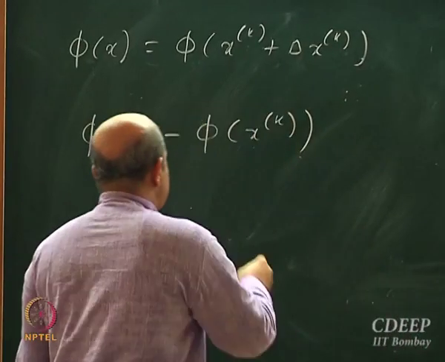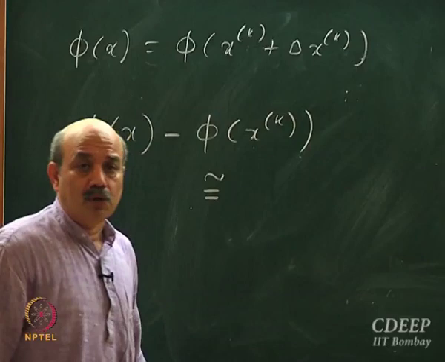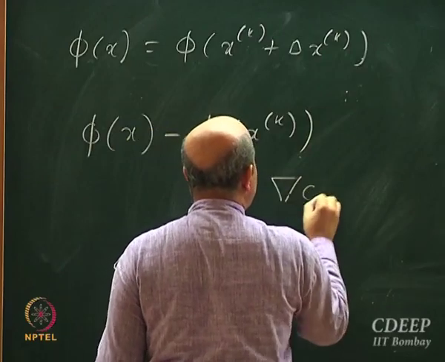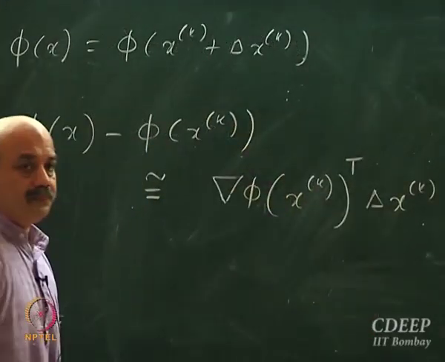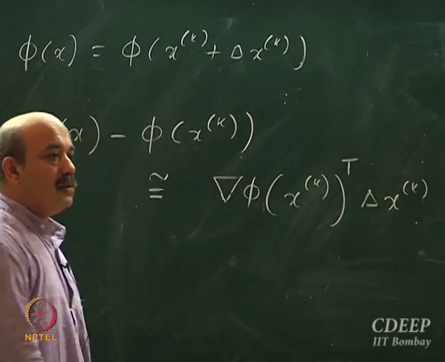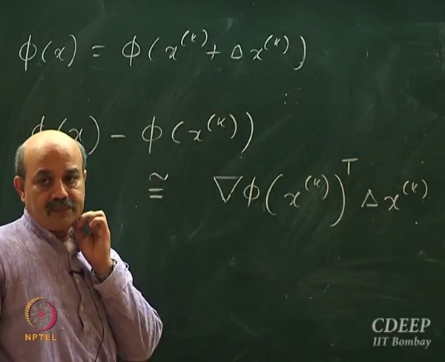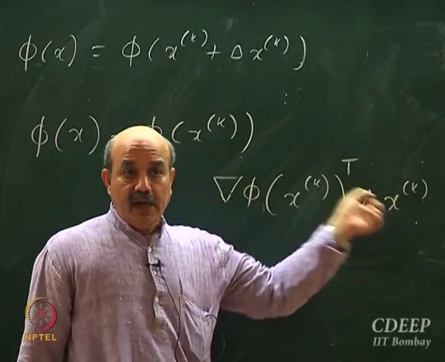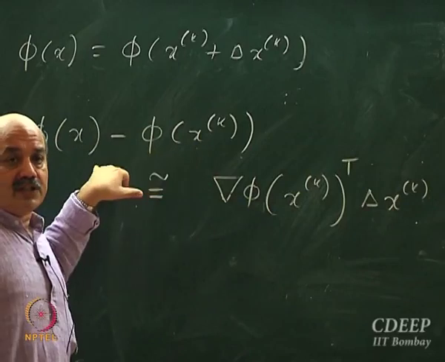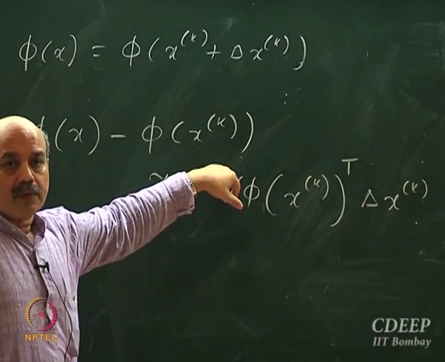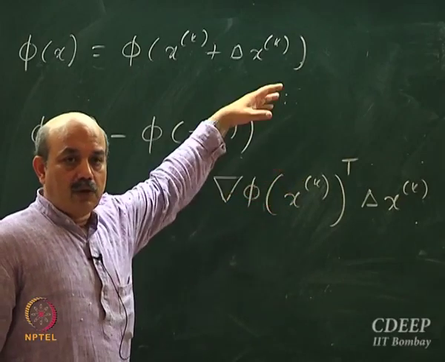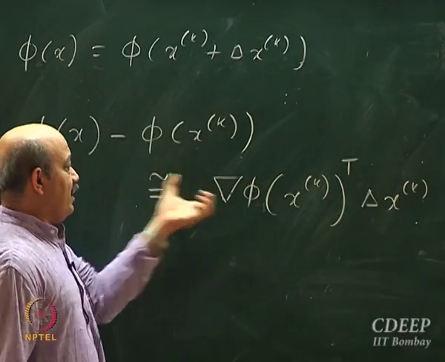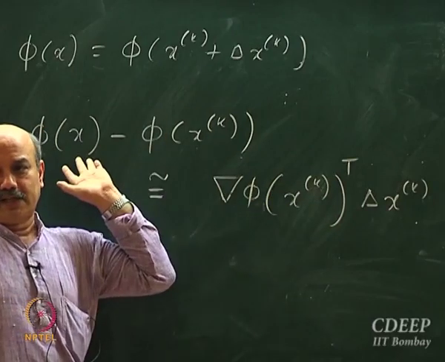We say that in a small neighborhood, this is approximately equal to the gradient of phi, which is given by this. So the behavior of this quantity dictates how the function behaves locally. Is it clear? This is the Taylor series expansion. I just wrote this some time back. I am just rearranging this. This thing was on the right hand side, I have taken it to the left hand side.